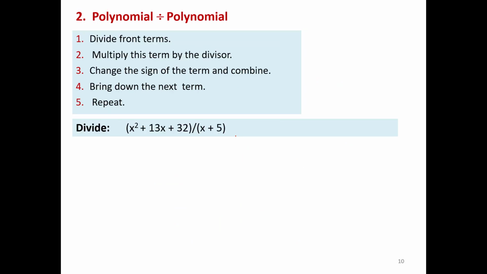And let's try to apply the same concept to this problem. We want to divide this trinomial by this binomial. Let's write first x squared plus 13x plus 32 divided by x plus 5. The first thing we want to do is divide the front terms. Then x squared divided by x.